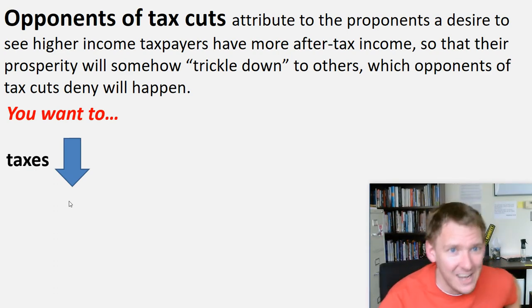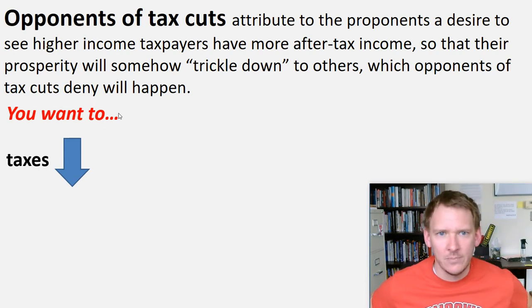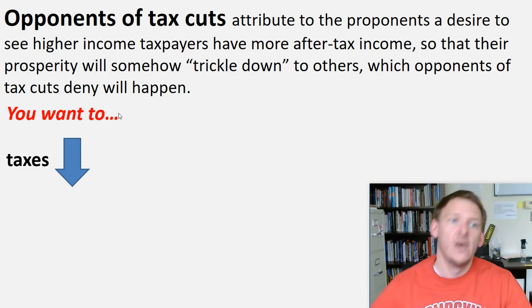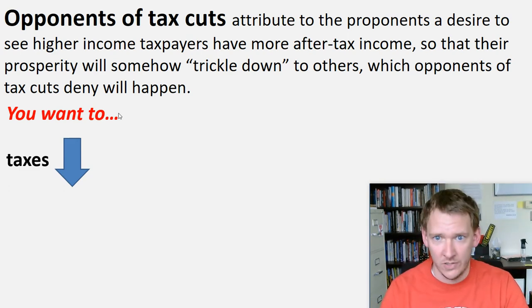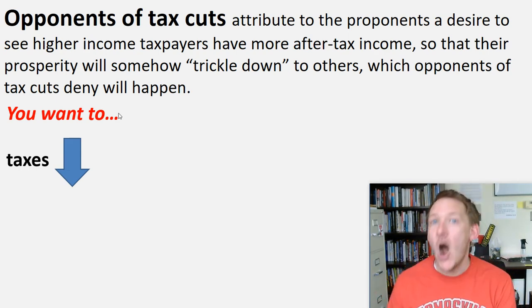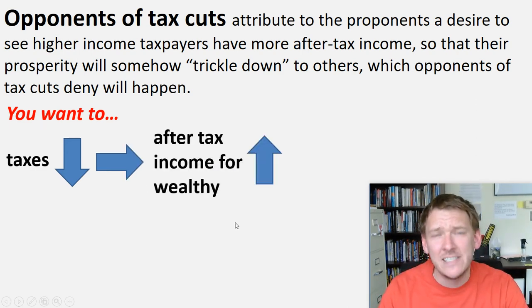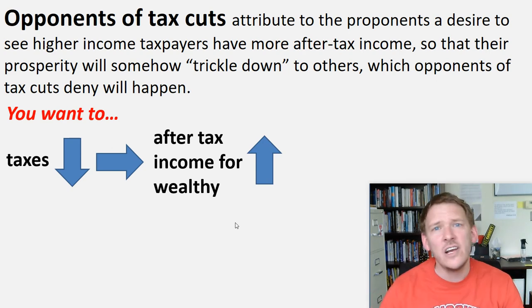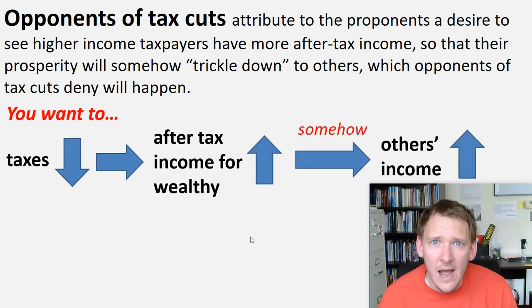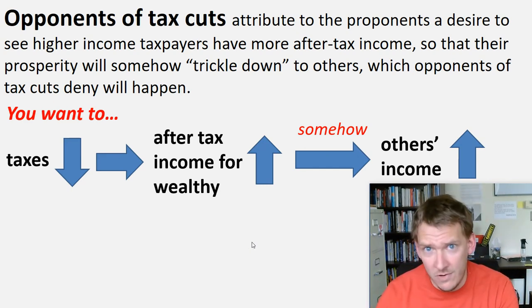Now, the opponents of tax cuts, here's what they're going to say. They attribute to the proponents a desire to see higher income taxpayers have more after-tax income so that their prosperity will somehow trickle down to others, which opponents of tax cuts deny will happen. What? Let's slow that down. What the opponents are saying is that you want to lower taxes, and yes, I've got to do it in that voice, because you think that the after-tax income for the wealthy will increase, and their increased prosperity will somehow trickle down to the income of everyone else and help them out.